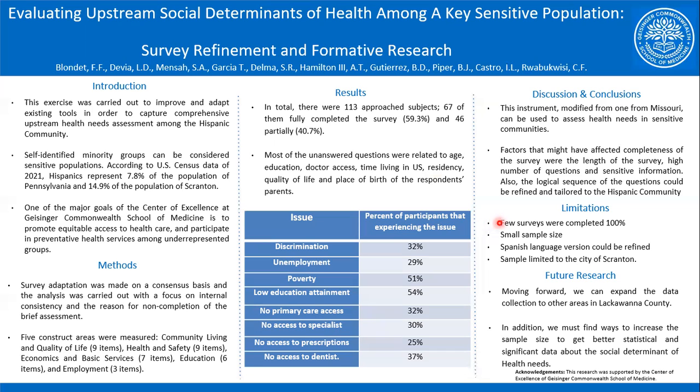Some of the limitations of this project include that few surveys were completed, a small sample size, the sample is limited to Scranton City, and the Spanish language version could be refined. Our work is not over yet. There is still a lot of work to be done, and we are dedicated to putting our best efforts into doing right by our community. We are currently working on bettering the survey by improving the sequence order of the questions, combining and rewriting questions, and also brainstorming on ways to increase our sample size, among other aspects.